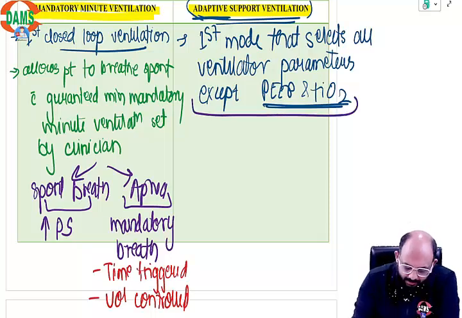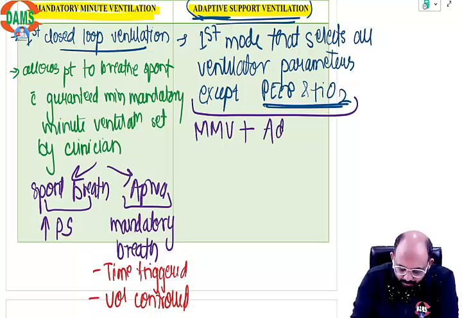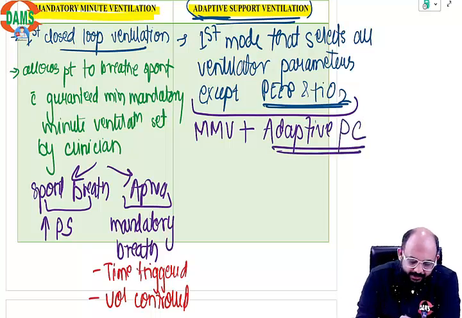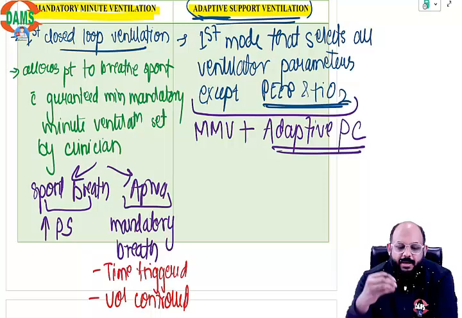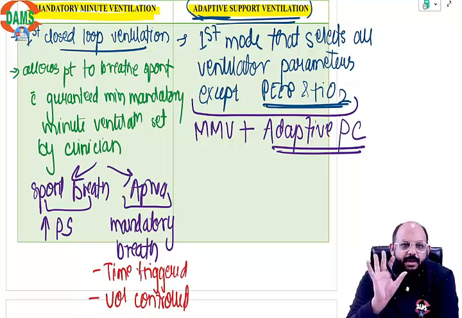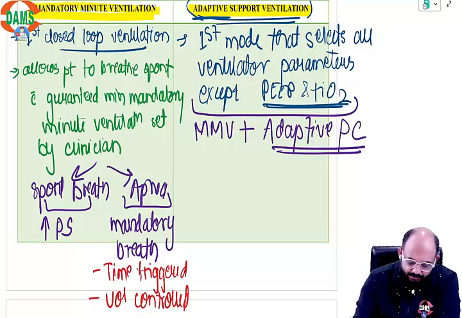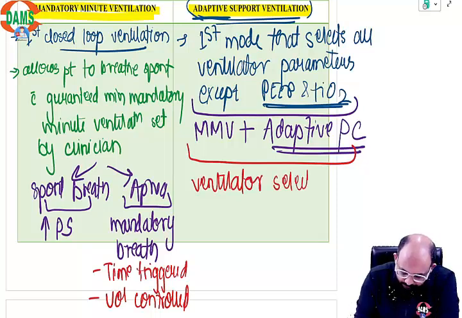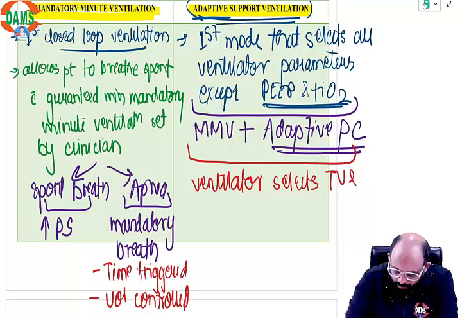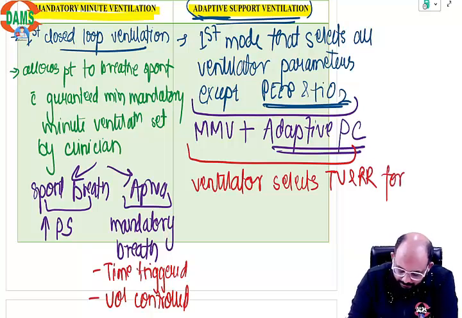Basically, this is mandatory minute ventilation plus an adaptive pressure control. It's an adaptive pressure control. So the ventilator automatically selects the appropriate tidal volume and frequency for mandatory breaths and the appropriate tidal volume for spontaneous breaths to achieve a target alveolar ventilation. So what the ventilator does is, the ventilator selects tidal volume and respiratory rate for mandatory breaths.